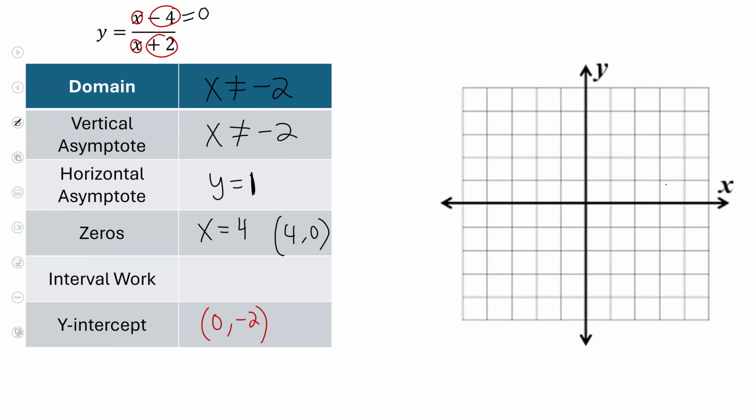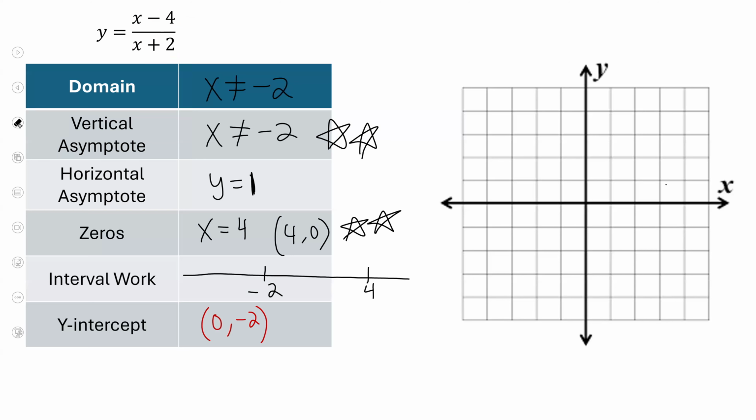Now let's talk about the interval work. For the interval work, you only need to pay attention to the vertical asymptote, which is at -2, and the zero, which is at 4. You only pay attention to these two items, the vertical asymptote and the zeros. So we're going to plug in numbers that are less than -2. Can you give me a simple number that's less than -2?